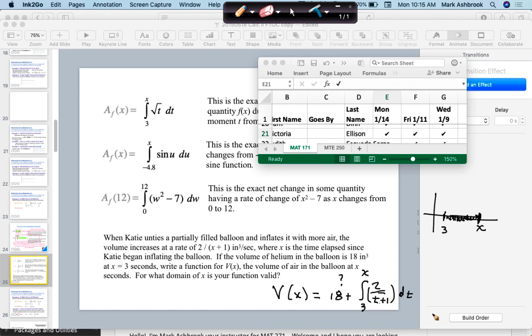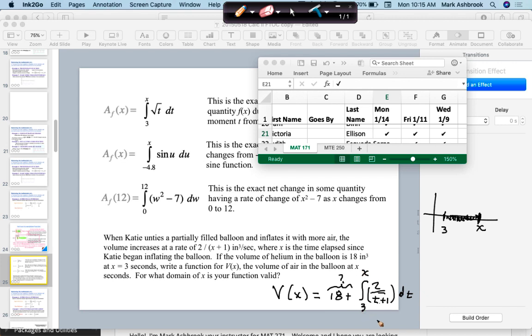Okay, how'd she do? The question was whether they weren't sure about adding 18 or not. Do we need to? So what does just the integral represent?